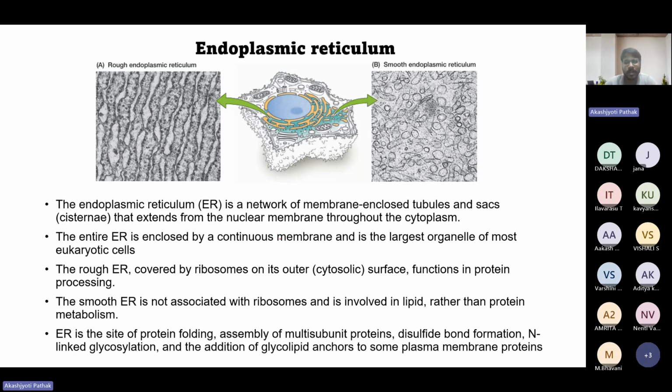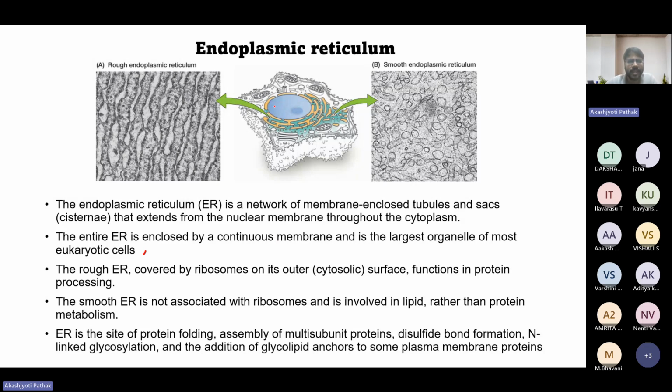It is enclosed by a continuous membrane, and it is the largest organelle of most eukaryotic cells because it is spread throughout the internal structure of the cell. There are two types of endoplasmic reticulum: rough endoplasmic reticulum and smooth endoplasmic reticulum. Rough endoplasmic reticulum means that it has ribosomes on its surface, and the smooth endoplasmic reticulum does not have ribosomes on its surface.